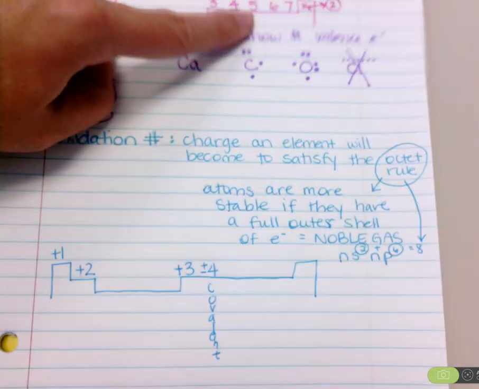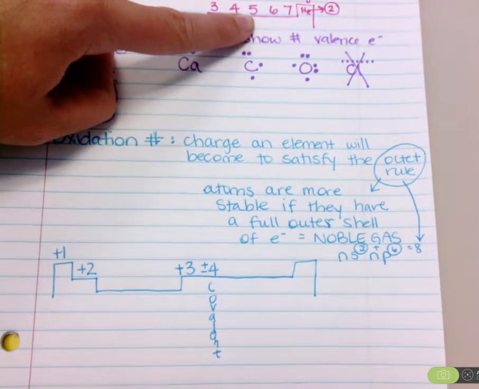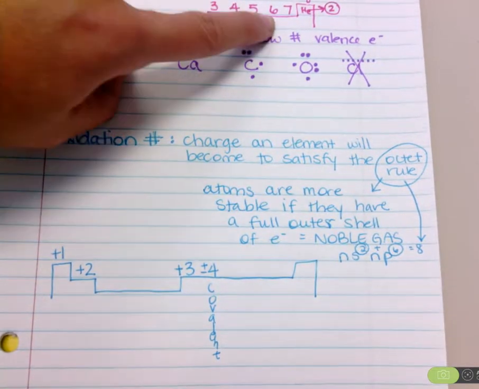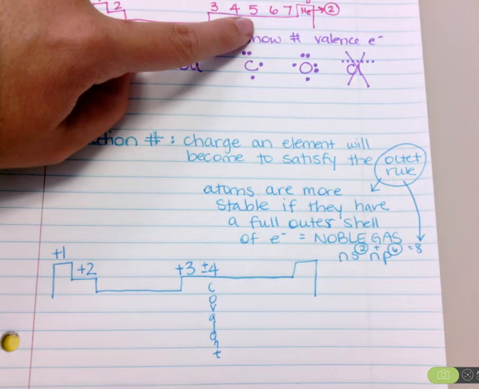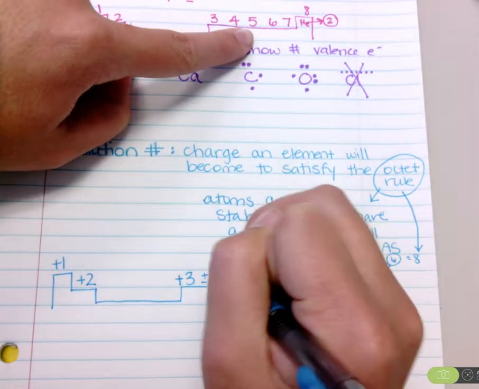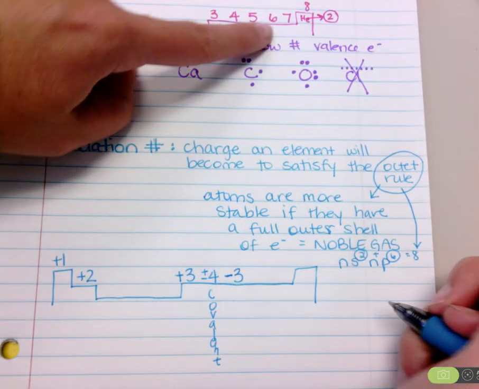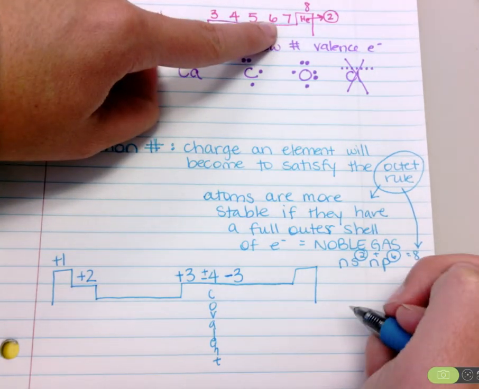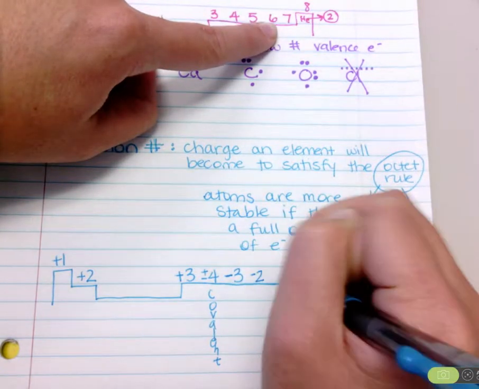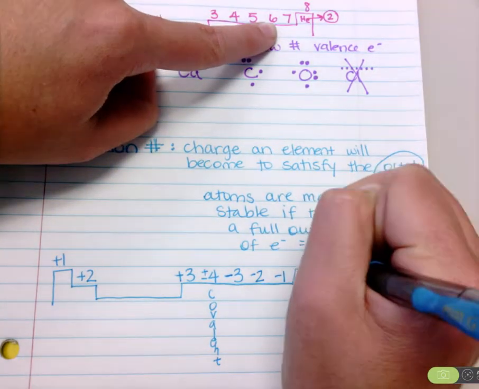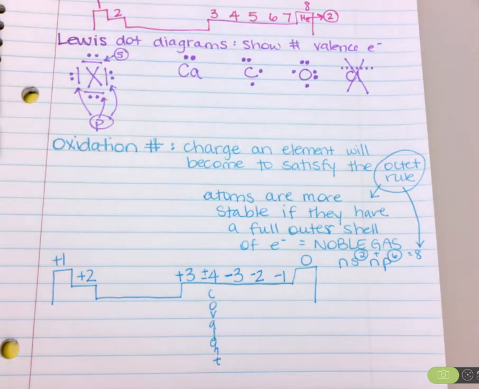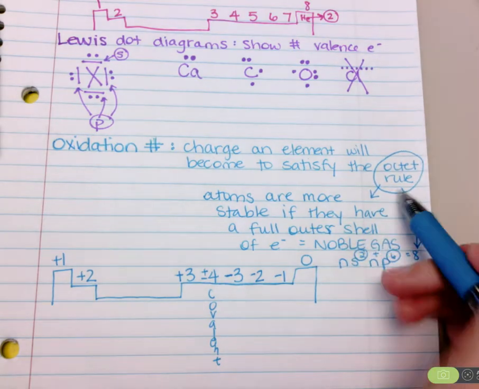If you have 5 valence electrons, now we're going to switch. If you have 5, is it easier for you to lose 5 or to gain 3? Well, if you gain 3 electrons, you become a -3 charge. If you have 6, it's easier to gain 2 than to lose all 6, so you become a -2, then a -1, and the noble gas family has an oxidation number of 0 because they do not form a charge. They're already satisfied by the octet rule.